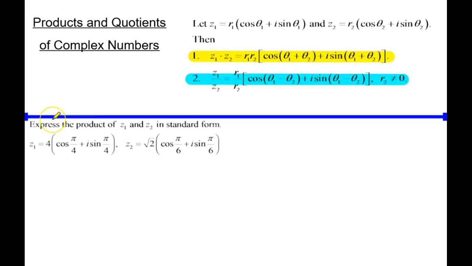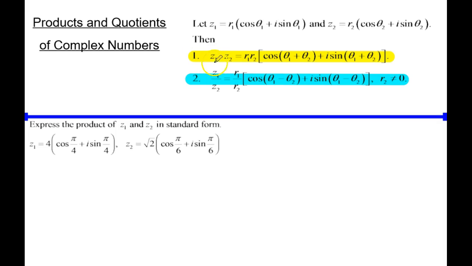Now an example down below, we want to express the product of z sub 1 and z sub 2 in standard form. Z sub 1 equals 4 times the quantity cosine of pi over 4 plus I times the sine of pi over 4. Z sub 2 is equal to radical 2 times the quantity cosine of pi over 6 plus I times the sine of pi over 6.